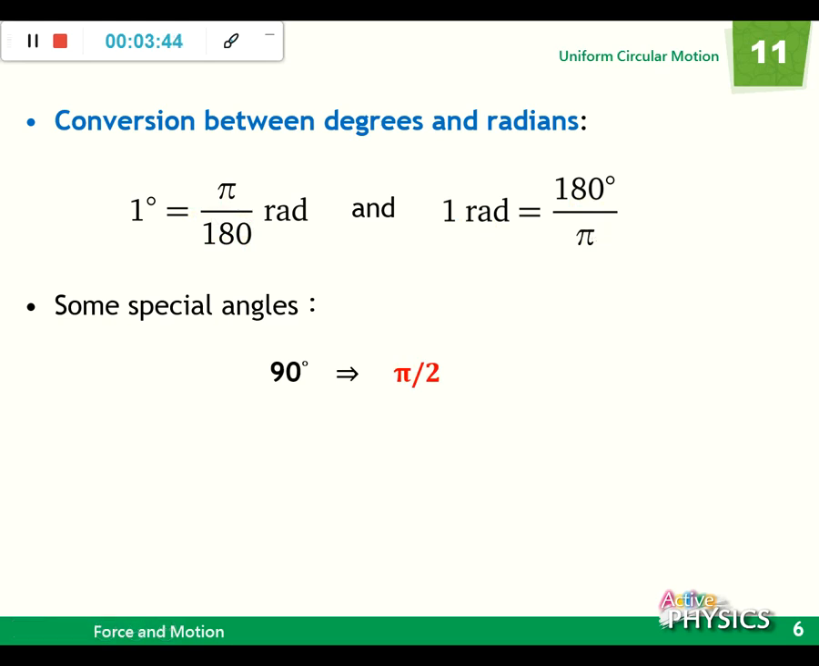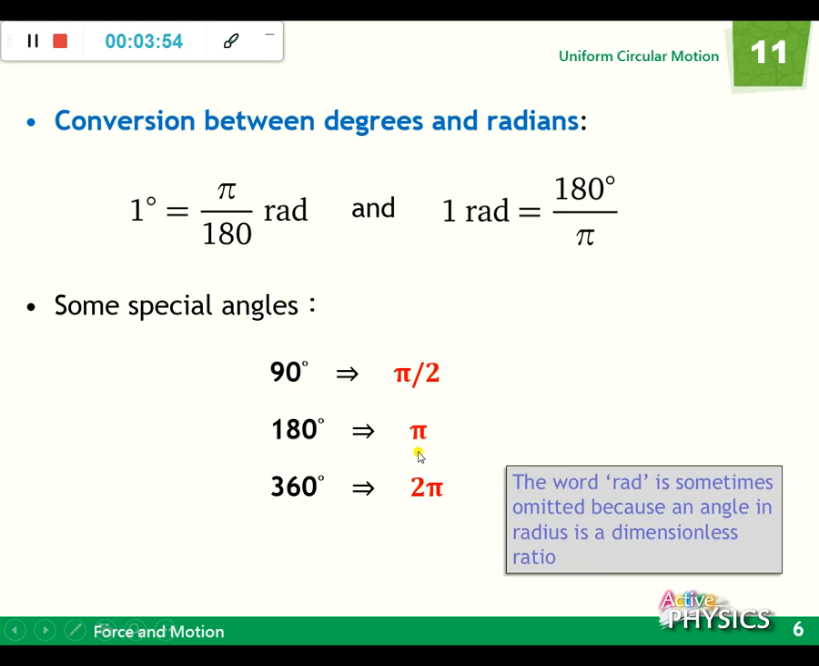Here are some special angles. 180 degrees means pi. 90 degrees should be half of it. 180 degrees is pi radian. 360 should be 2 pi radian. And you should know this conversion between them.